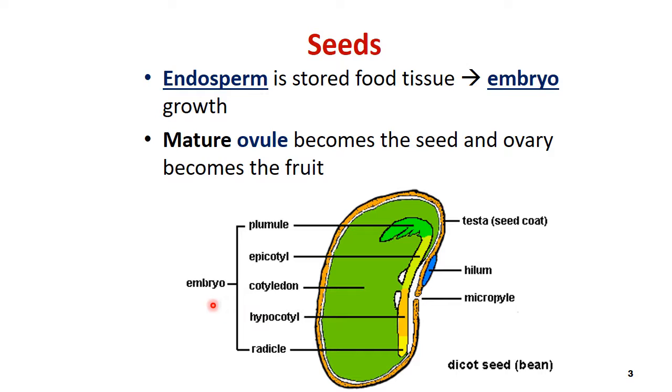Now take note of another word, this one. This is the embryo. The embryo is made up of three key parts, which are the plumule, the cotyledons, and the radicle. The other two, the epicotyl and hypocotyl, are actually the growing parts, the in-between parts, just the intermediates between the structures.